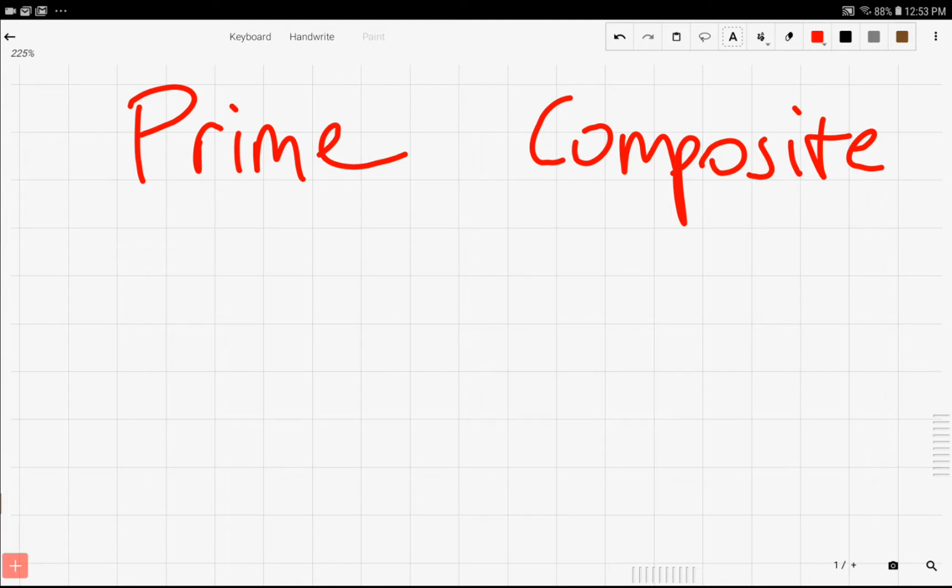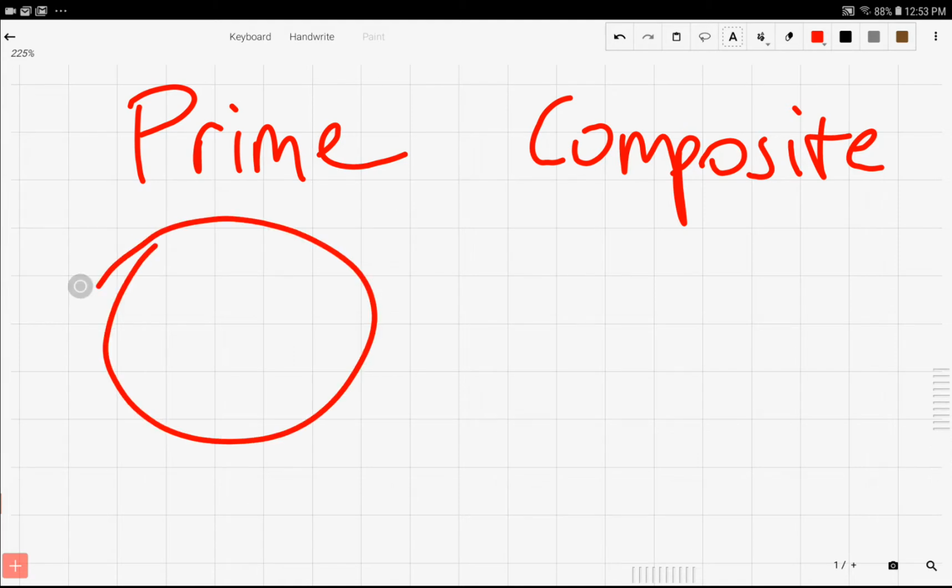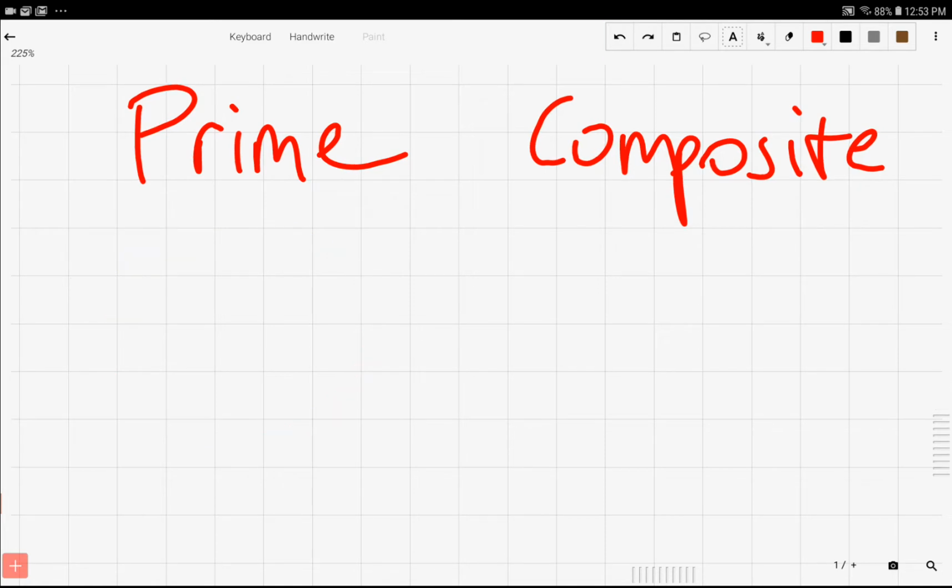So, prime knots are knots that aren't composed of two or more knots by combining them. So what I mean is by adding knots. So we need to discuss what adding knots means.